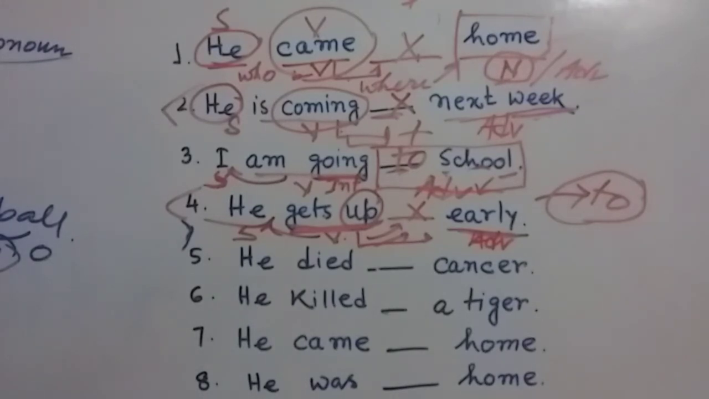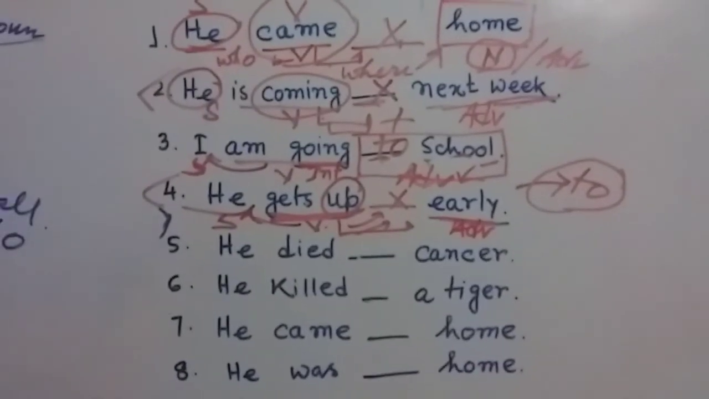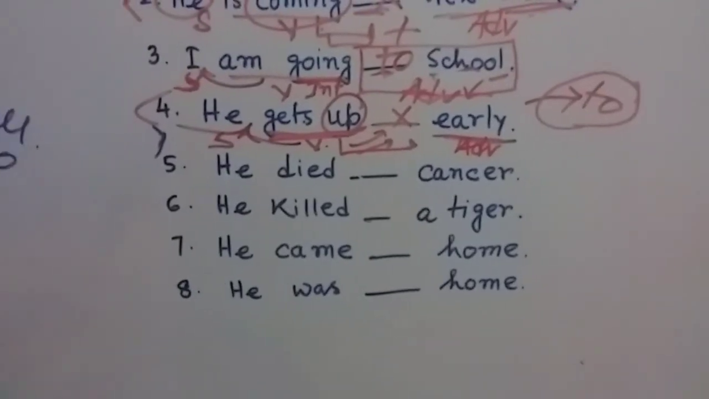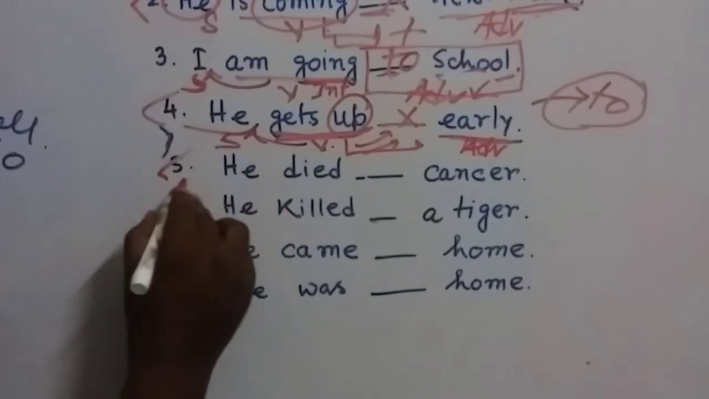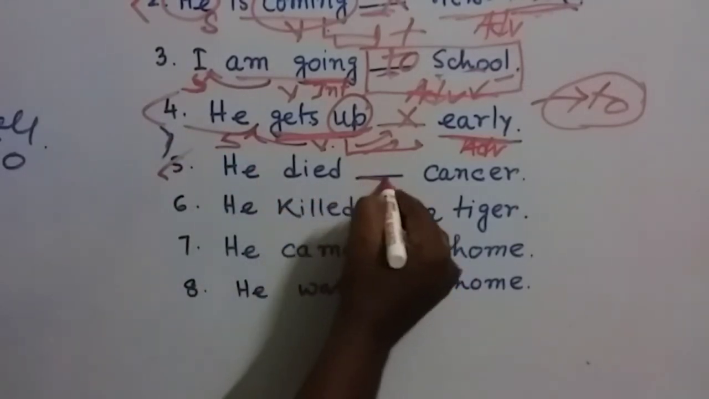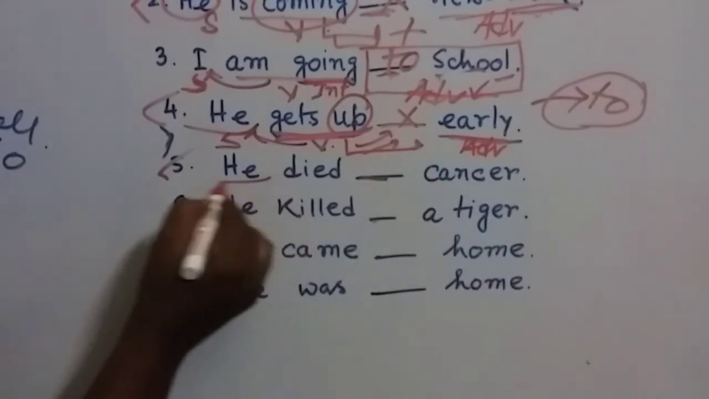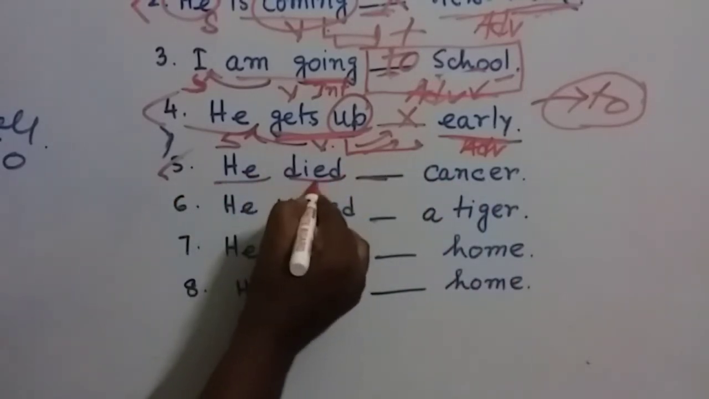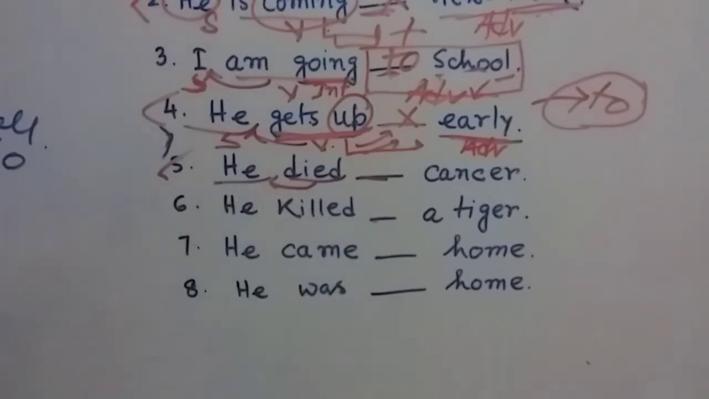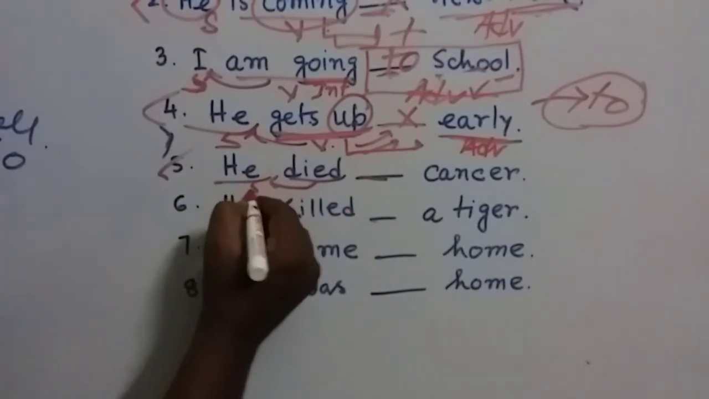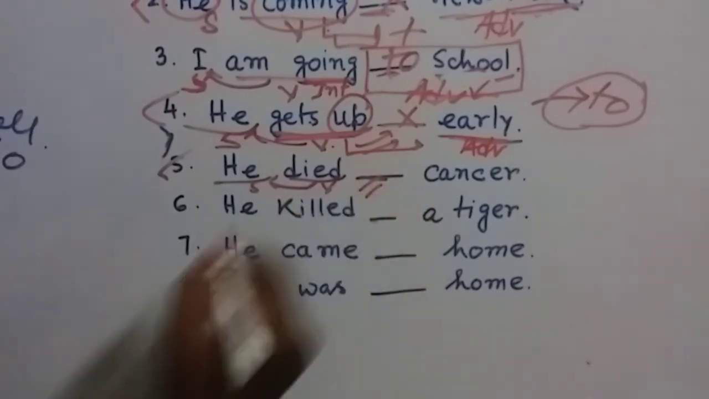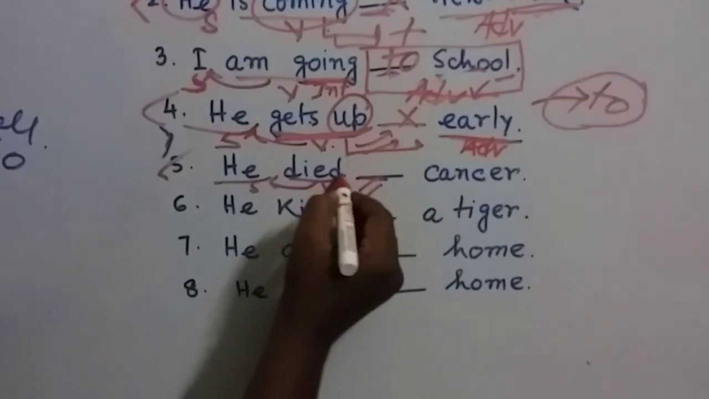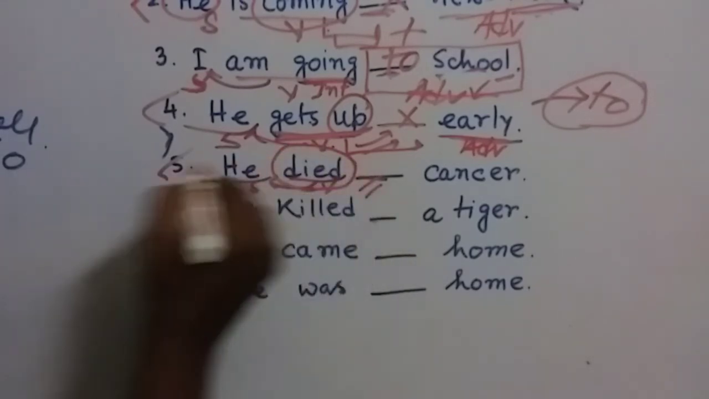My dear friends, I think you can understand the situation. Now let's look at this part. Number 5. He died, then blank space, then cancer. He is the subject. This is the verb. I am asking the verb by who. The answer is he. Who died? He. This is the subject. This is the verb. And what died? No answer. Whom died? No answer. That means it's an intransitive verb.